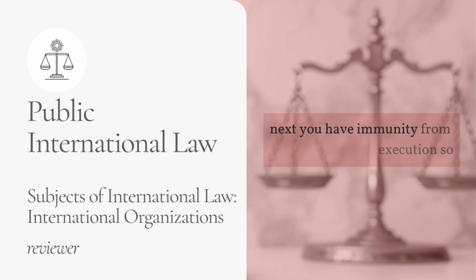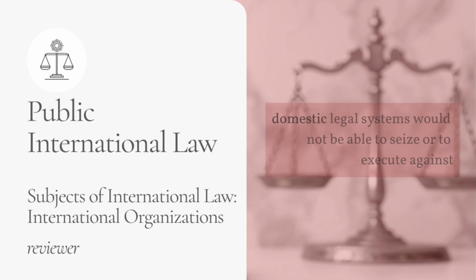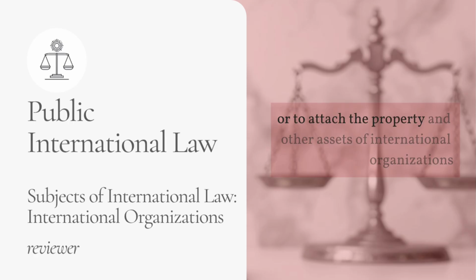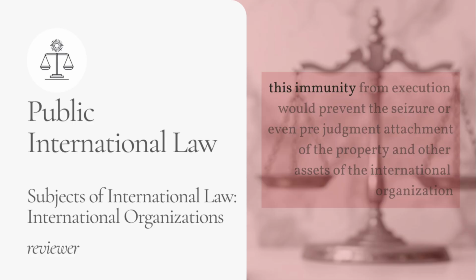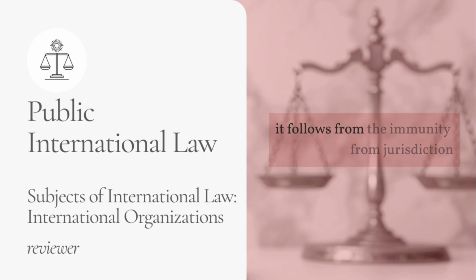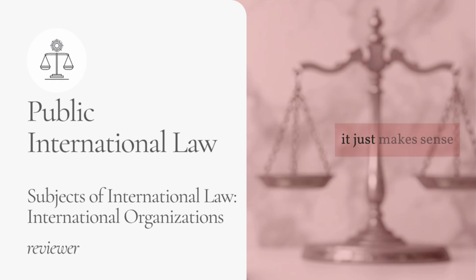Next, you have immunity from execution. So domestic legal systems would not be able to seize or to execute against or to attach the property and other assets of international organizations. So this immunity from execution would prevent the seizure or even prejudgment attachment of the property and other assets of the international organization. It follows from the immunity from jurisdiction. It just makes sense.